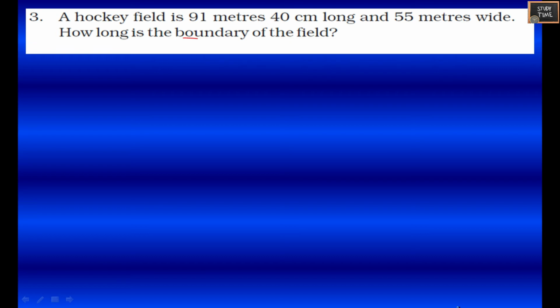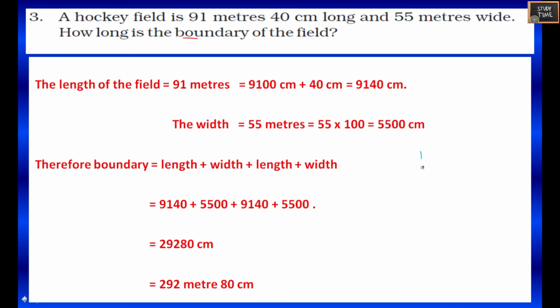Next, a hockey field is 91 meters 40 centimeter long and 55 meters wide. How long is the boundary of the field? So first let us draw the hockey field. If this is the hockey field, here it is 91 meters 40 centimeter and here it is 55 meters wide. So first 91 meters can be written as 9100 centimeter. Then when you want to find the length of the field, you have to add the 40 centimeter. So we'll be getting 9140 centimeter.